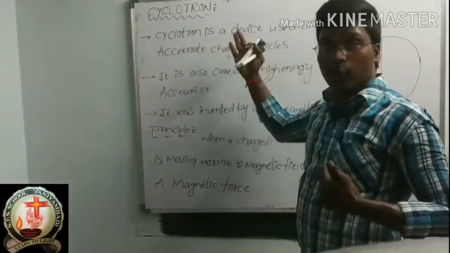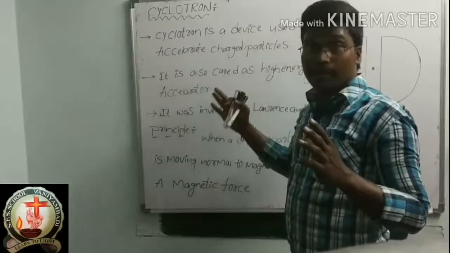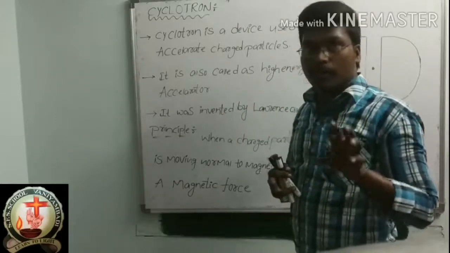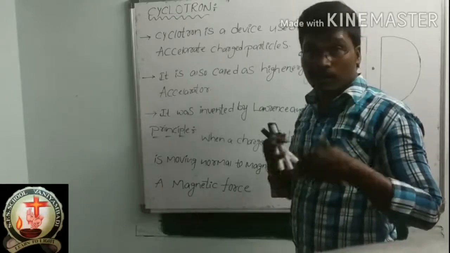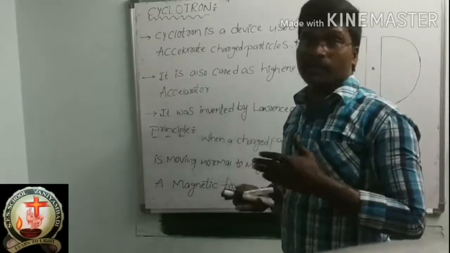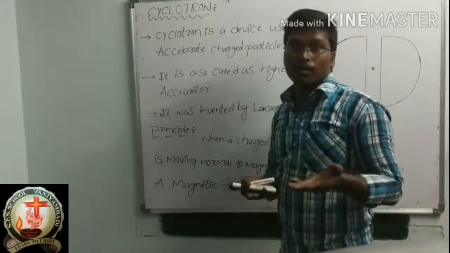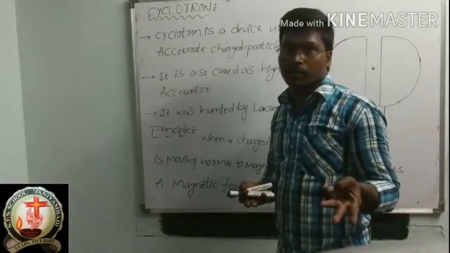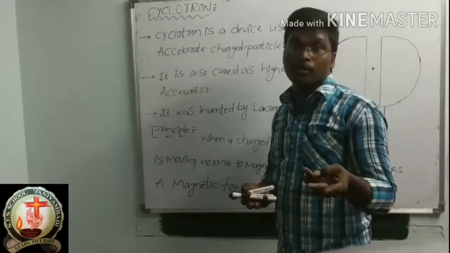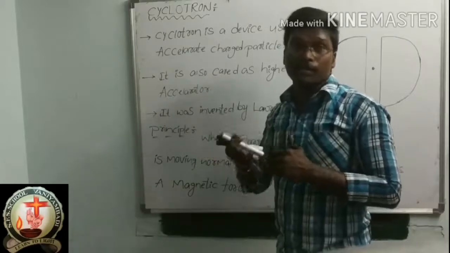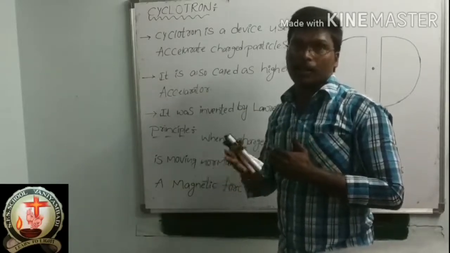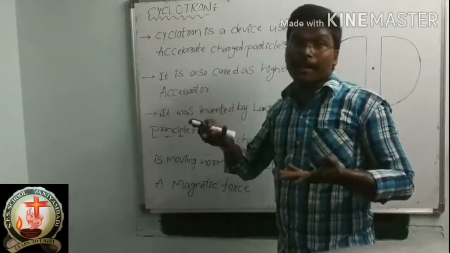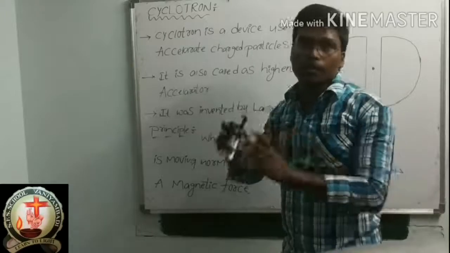What is the use of this cyclotron? It is used to accelerate charged particles. Charged particles means what? I told you already, protons are one type of charged particle. Which type of charge? Positive. Electrons are also a type of charged particle. What charge do electrons have? Negative. Correct. So by using the cyclotron, we can accelerate these charged particles. Accelerate means we create the motion.